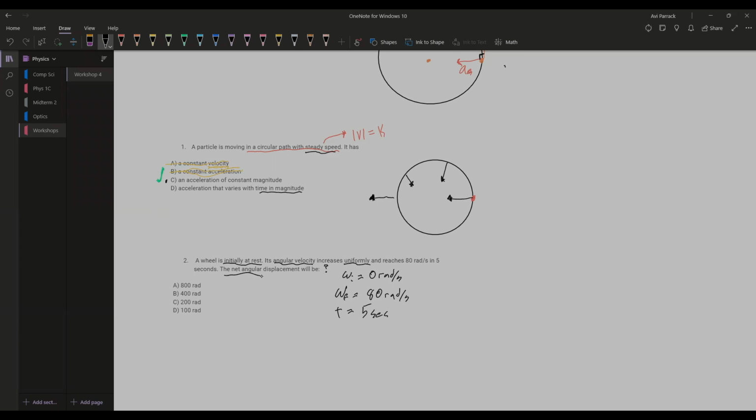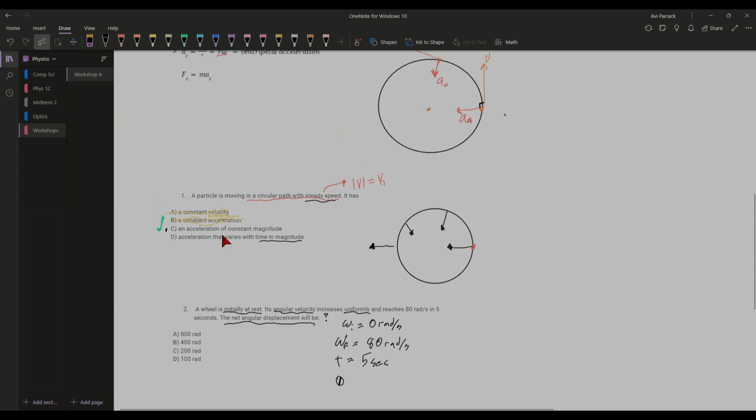The net angular displacement will be what? So what are they asking for? They're asking for the angular displacement. I'll copy our table down maybe so we can see it again. But that is theta that they're asking for, angular displacement.